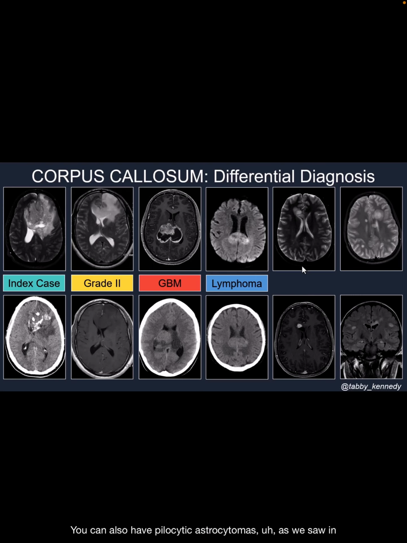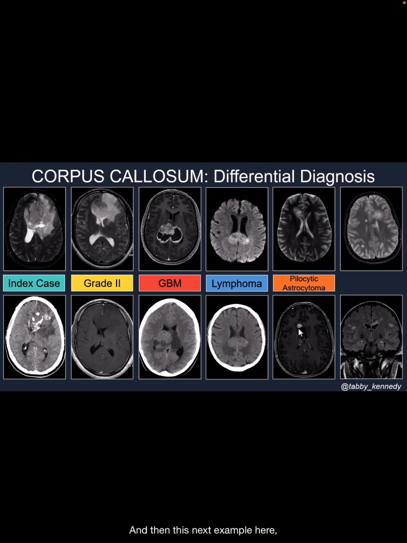You can also have pilocytic astrocytomas, as we saw in that example in the temporal lobe. This just happens to be a pilocytic astrocytoma, cyst with an enhancing nodule, just in the corpus callosum. So pilocytic astrocytomas can occur really anywhere. We commonly think about them as a pediatric type tumor within the posterior fossa. This just happens to be a common tumor, but just in an unusual location.